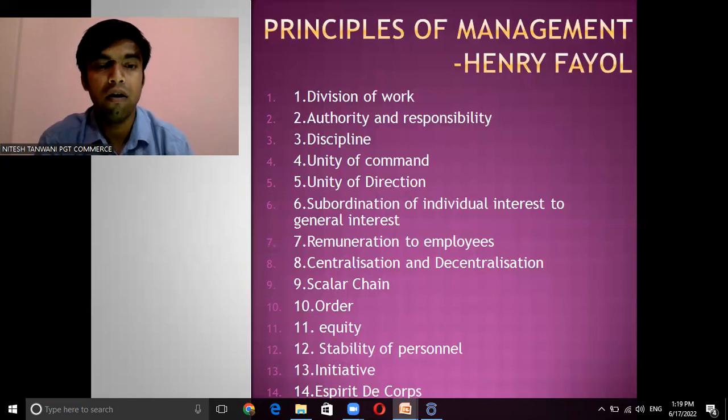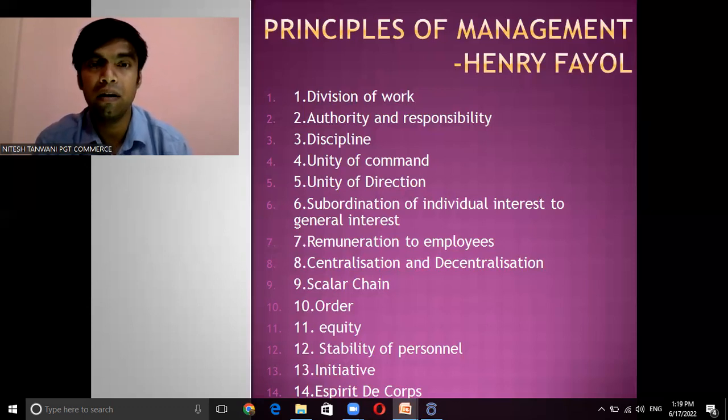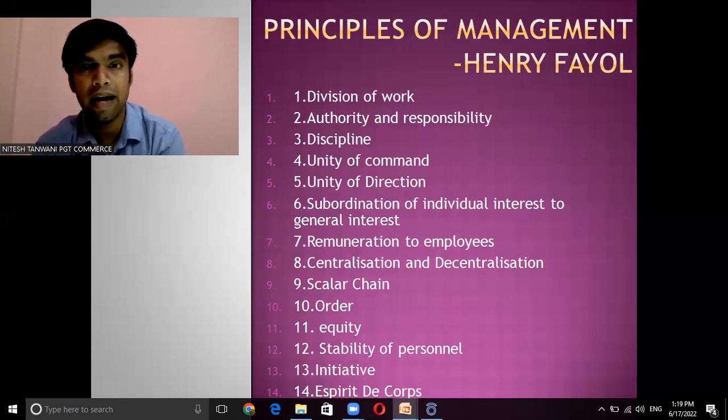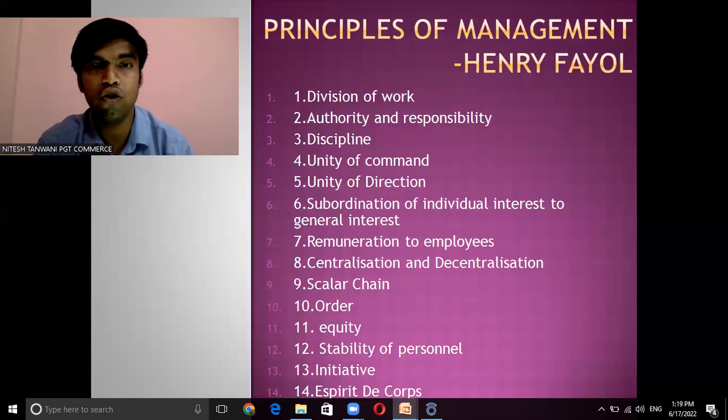The 14th principle is esprit de corps. Esprit de corps means that as a manager you have to maintain team spirit, make the team reach the goal of the organization, and be united. This is the job of the manager. Okay, so these are the 14 principles of management by Henri Fayol.